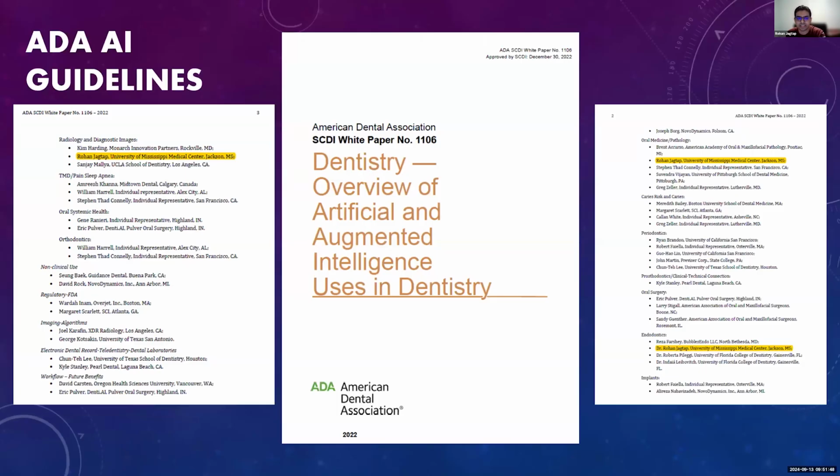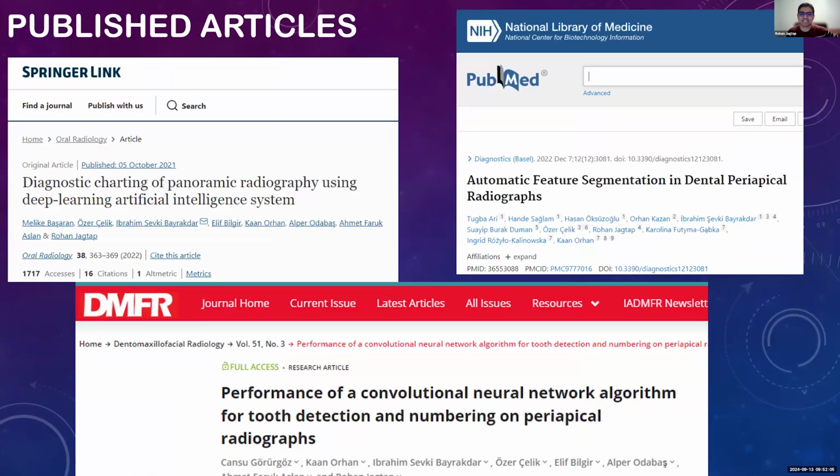ADA released the guidelines in 2022, and we are already working on other standards. But this was a white paper, and I did work on this. This is a really good document if you want to follow in your practice and see where you're going. These documents are available to read. These are some of the research papers I published. I'm just going to glance through it.